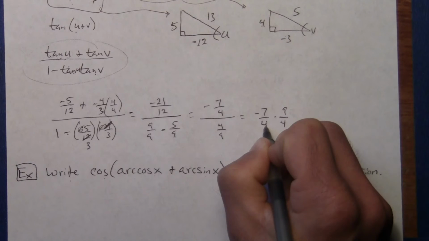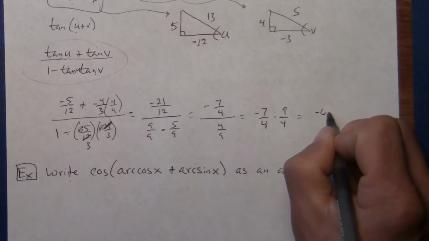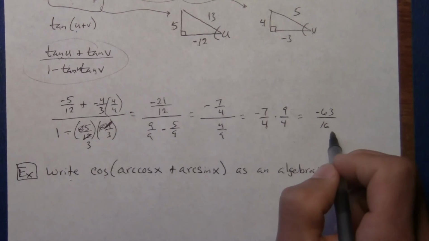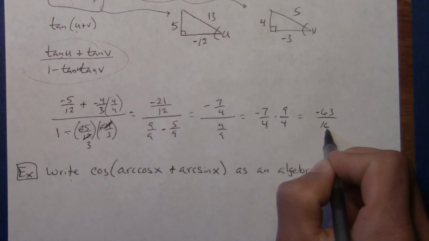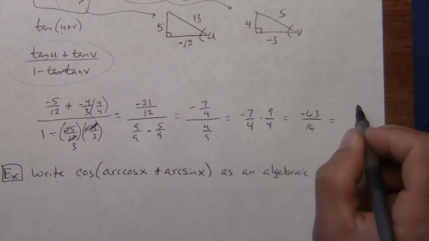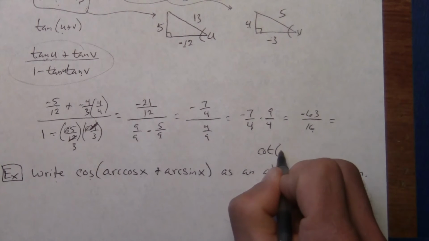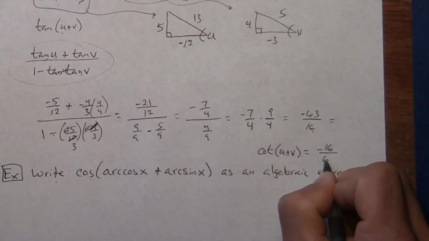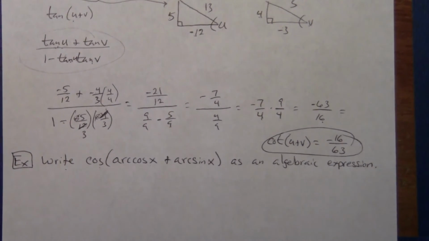So it's going to become 9 over 4, and that's going to give me negative 63 over 16. Now remember, this is what the tangent of u plus v is. I want to know what the cotangent is. So now I just need to take the reciprocal. And I can say the cotangent of u plus v is equal to negative 16 over 63. And there would be my answer.